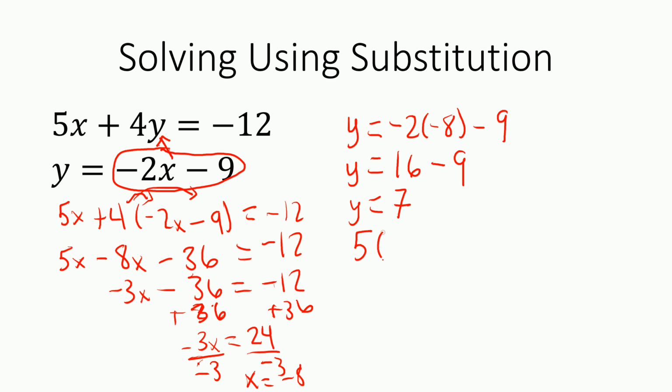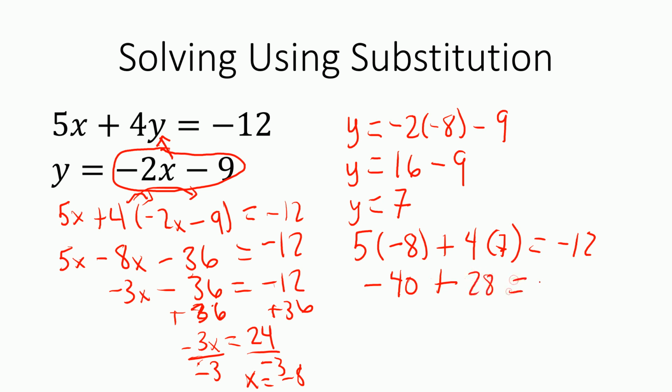Now I'm going to go back and substitute both values for x and for y into the equation. And I get 5 times negative 8 is negative 40, plus 4 times 7 is 28, and that is negative 12. So my point, negative 8, 7. And that's because that's the one that made both equations true.